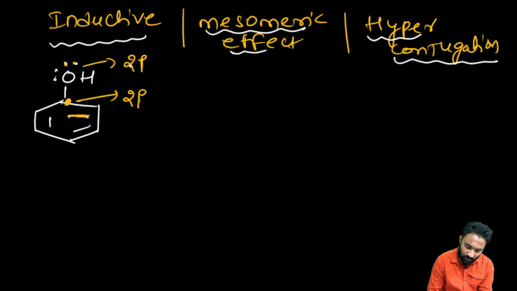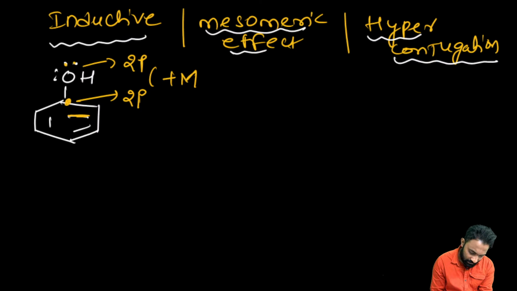Clear? When both are 2p, which effect is more dominating here? Plus M effect is more dominating. Done? Then next, in the other case, what is the meaning of the inductive effect? Partial displacement of the sigma bond pair of electrons towards itself is known as the inductive effect.